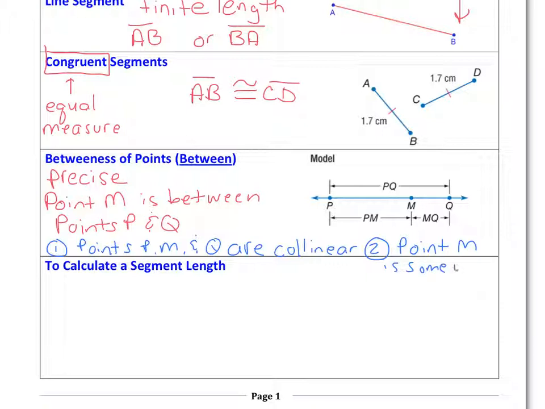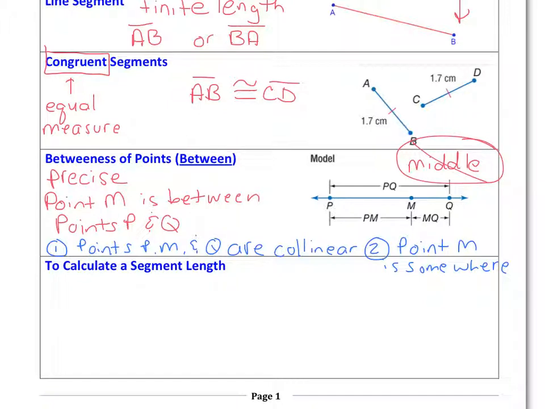Now, it does not mean that M is in the middle. So I do want you to write that out. Middle, no. That is not true. It does not mean that M is in the middle. It means it's somewhere on the line in between points P and Q. It could be close up here to P. It could be close over here to Q. It could be anywhere in there. But the word between does not necessarily mean the middle, so that's very important.